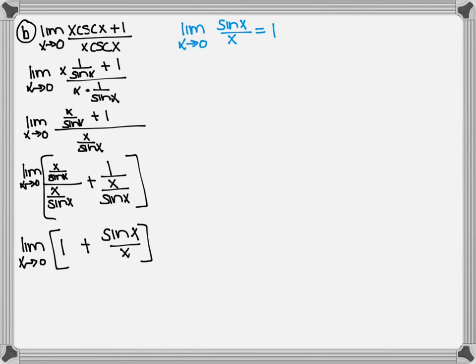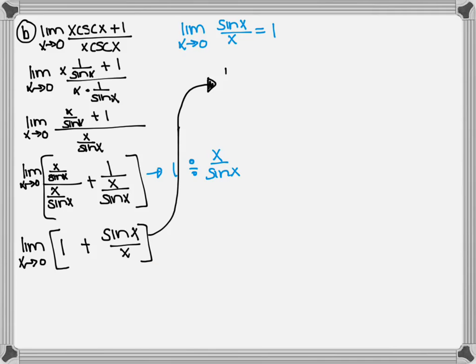So that means that I can change it to multiplying by the reciprocal. So what I did here is this is 1 divided by x over sine of x. So it's the same thing as 1 times the reciprocal. So that's how I got sine of x over x.